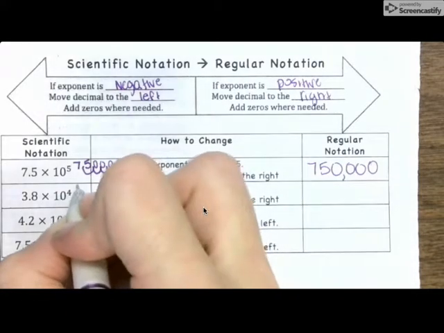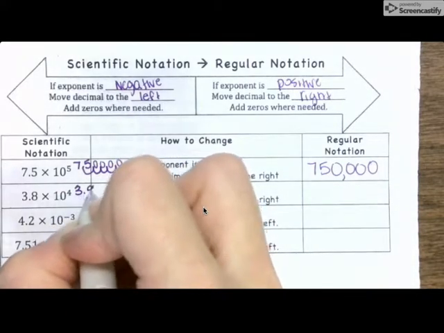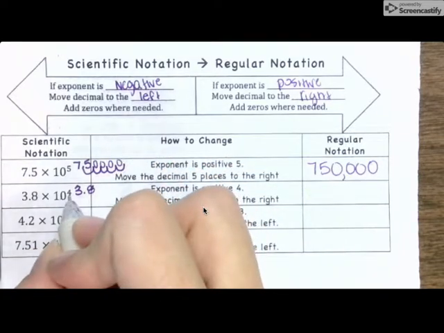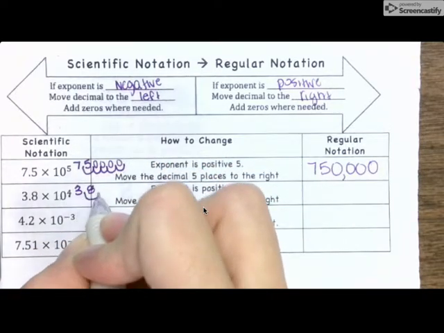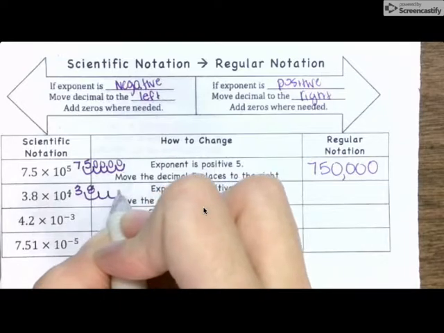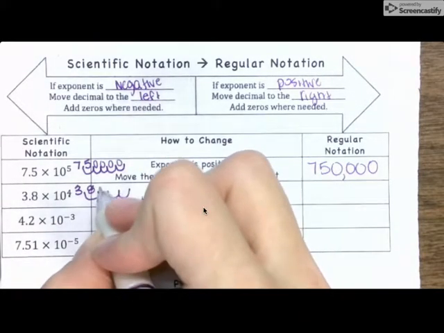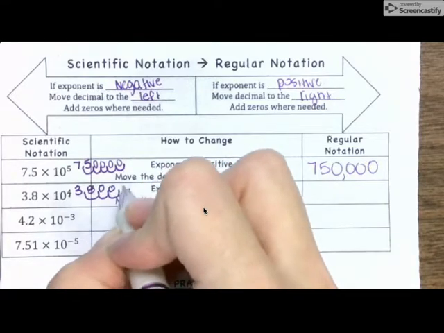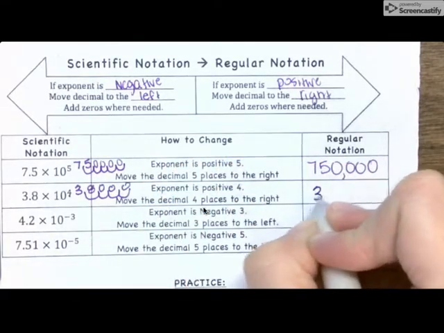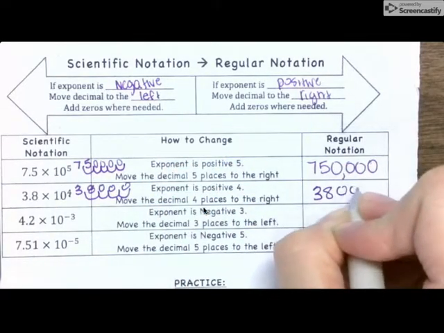Same thing here. I start with 3.8. This number tells me, because it's positive, that it's going to move to the right. So 1, 2, 3, 4. So I add zeros to the humps. And then I write my numbers.